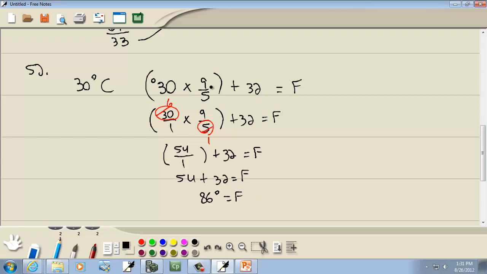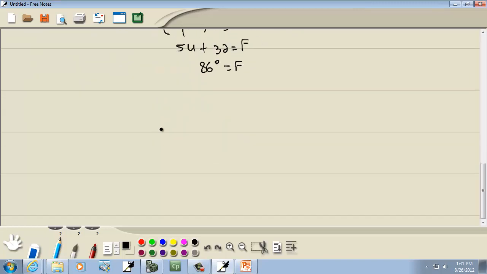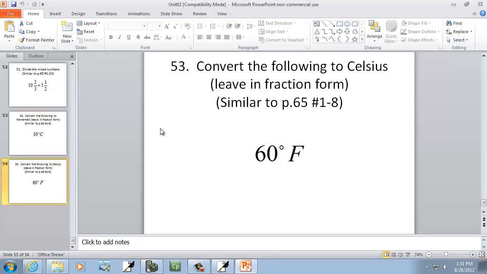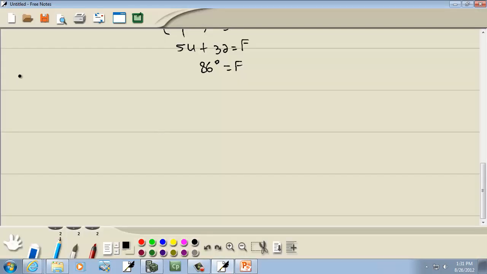So again, that one worked out really nice. Make sure I'm looking at the right formula. Convert Celsius to Fahrenheit: times 9/5 plus 32. Yep, that's our answer. And our last problem. We've got 60 degrees Fahrenheit.